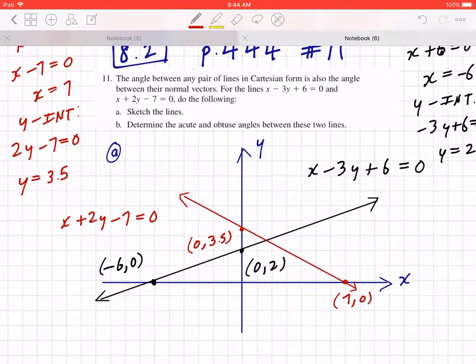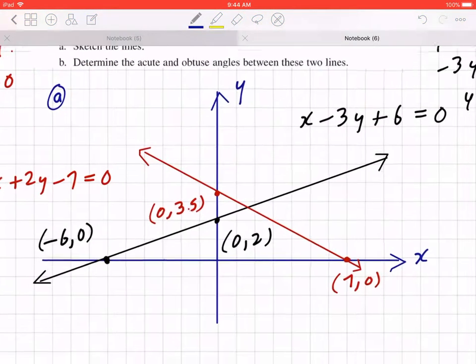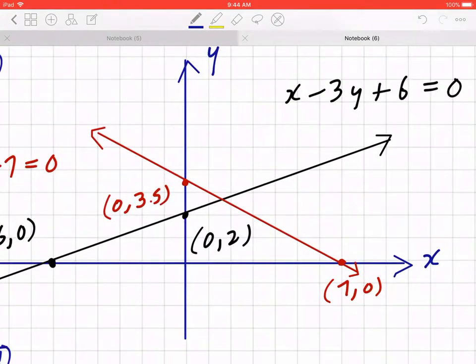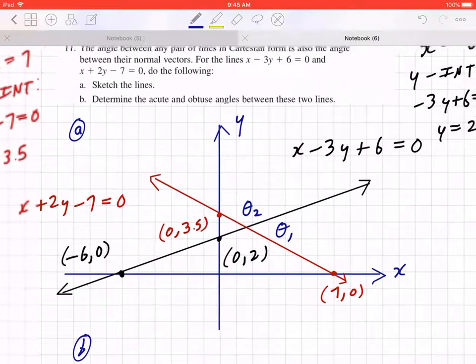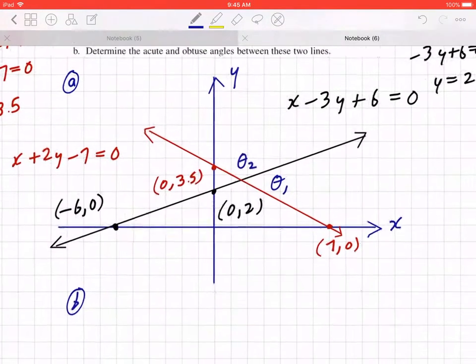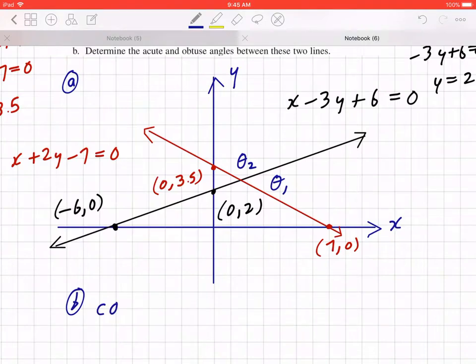Now, in part B, they're asking you to find the acute angle and the obtuse angle respectively. So by inspection, you can tell this angle is going to be acute. Let's call this theta 1. And this is going to be the obtuse angle, theta 2. So from chapter 6, if you think about the basic concepts, chapter 7 as well, the basic concepts of dot products, you can write down the fact that cosine theta 1 equals to.